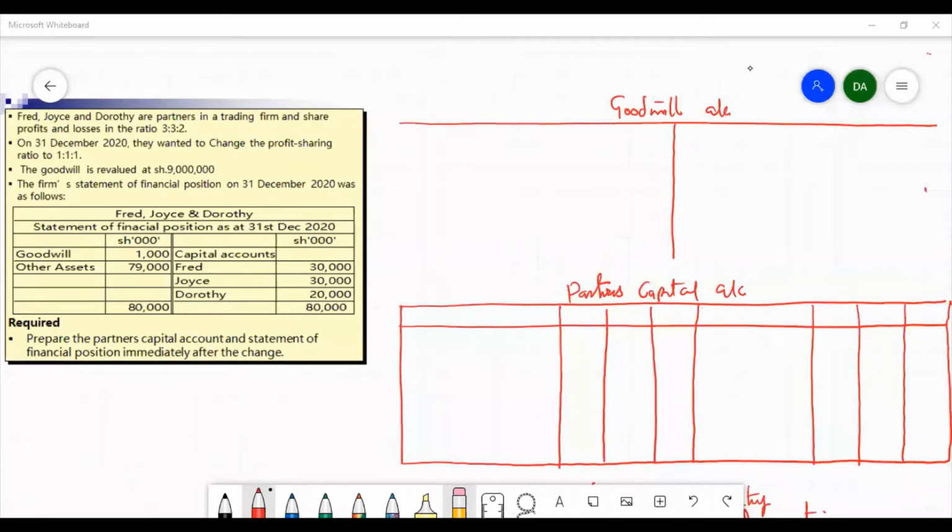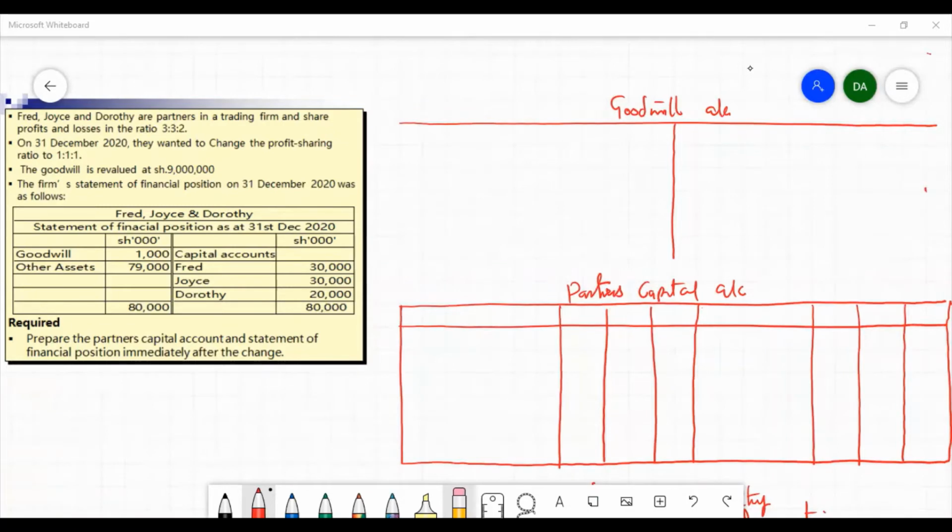There are two approaches to the answer of this question. The first approach is a situation where goodwill account is prepared. Even though goodwill account is prepared, goodwill is written off from the books of accounts immediately after the change has taken place. The second approach is where goodwill is accounted for directly in the partners' capital accounts without creating goodwill account. Let us begin with the first approach.